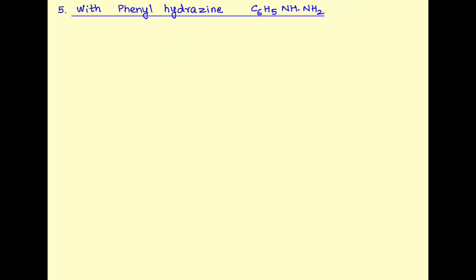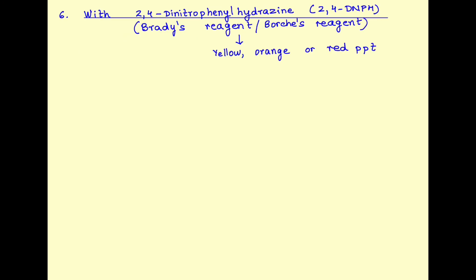With phenylhydrazine, again what are you going to do? C double bond O plus, take the H2N, NH, C6H5. That's it. Just take away the water and connect the two by a double bond. With 2,4-dinitrophenylhydrazine, again, a very important point over here is that carbonyl compounds give you a yellow, orange, or red precipitate, which helps us to identify this set of compounds.